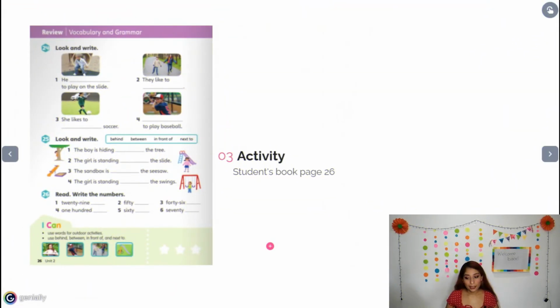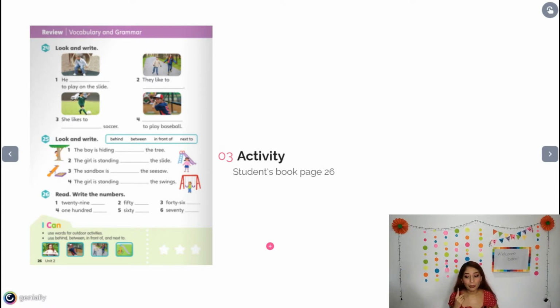Now we can go to the activities. Today we have 3 pages, and I promise they are going to be super easy. We have the last page of the book that we are going to do, and it's Student's Book, page 26. We have exercise 24, look and write. Okay, we have number 1, 2, 3, 4. We have 4 pictures and also 4 sentences, and we are going to complete them using like to and the verb.